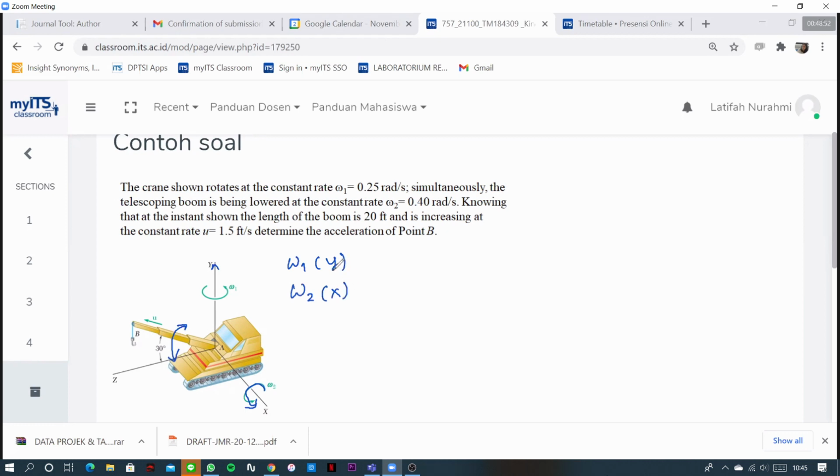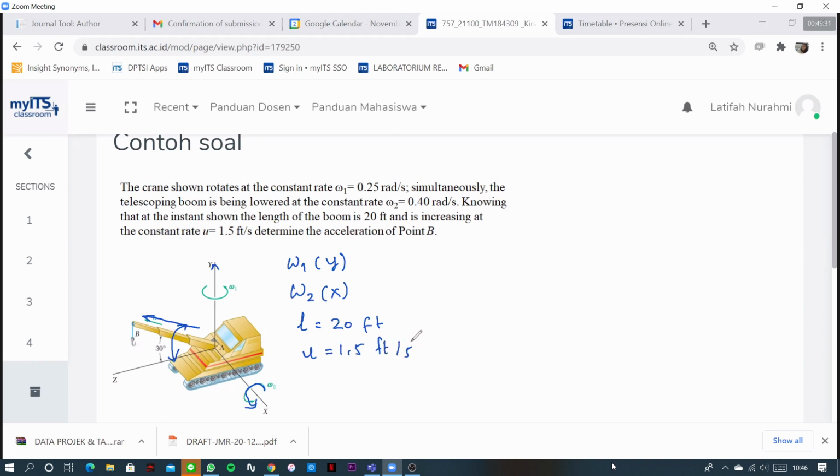Knowing that at the instant shown, the length of the boom is 20 feet and is increasing at the constant rate u of 1.5 feet per second. It can be extended or retracted with velocity u. U is the linear velocity, 1.5 feet per second.